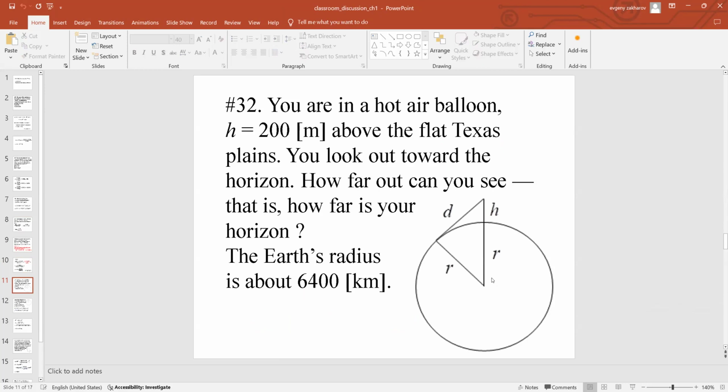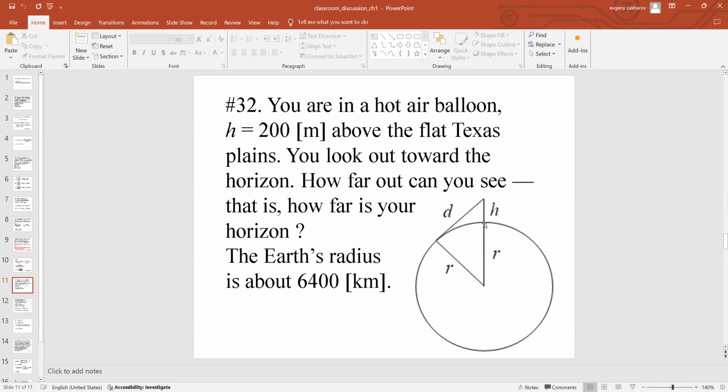Okay, you are in a hot air balloon above the Texas plains. You look towards the horizon. How far can you see? This is your perfect example that the sketch really shows right away.